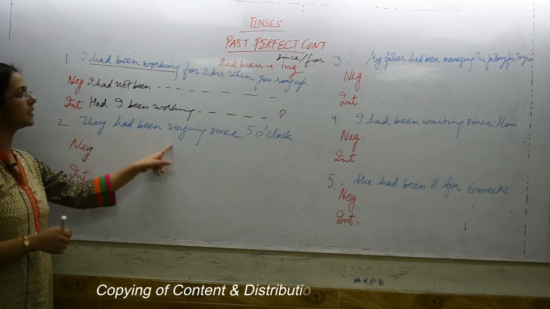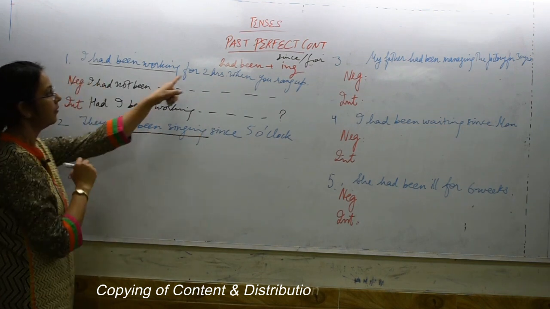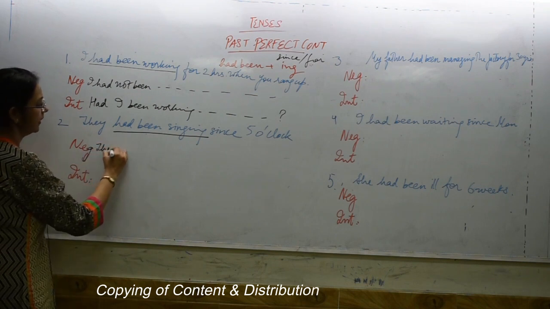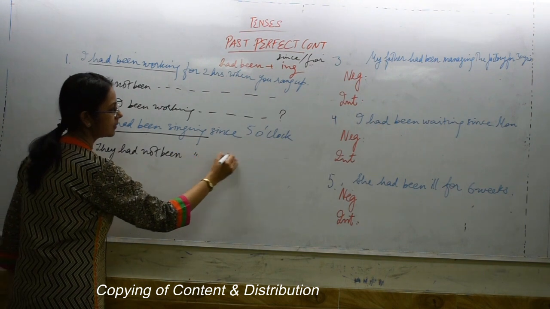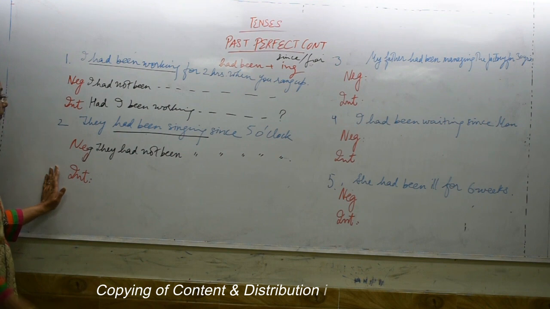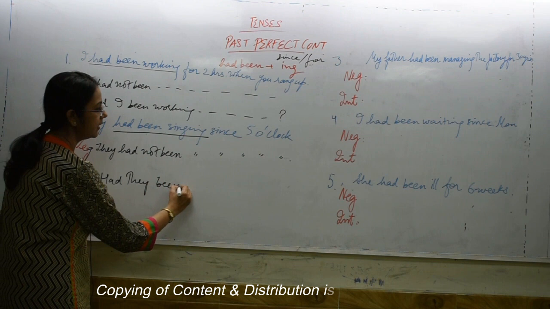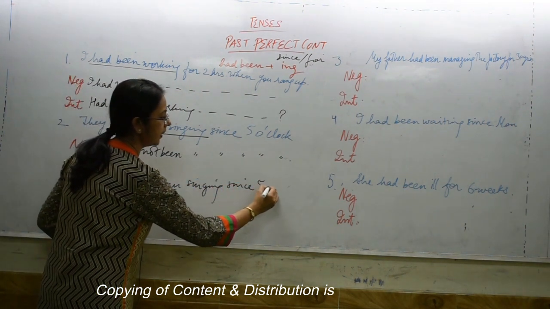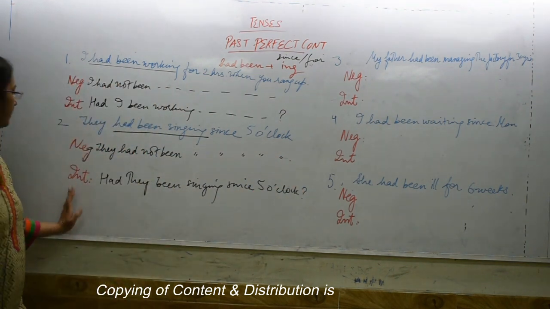They had been singing since 5 o'clock. Had been singing, for and since. Okay. So, negative: they had not been singing since 5 o'clock. Interrogative form: had they been singing since 5 o'clock? And a question mark.